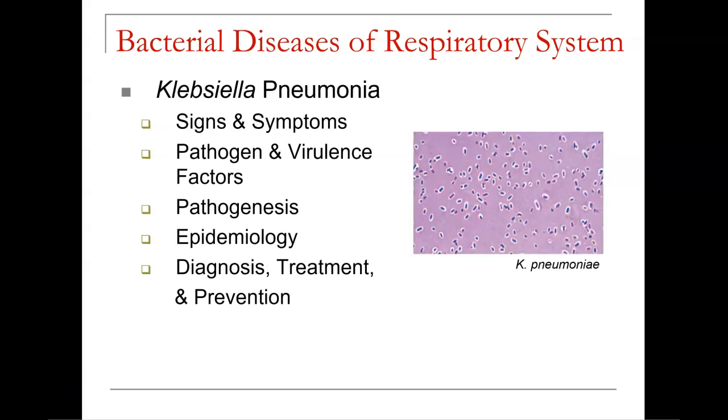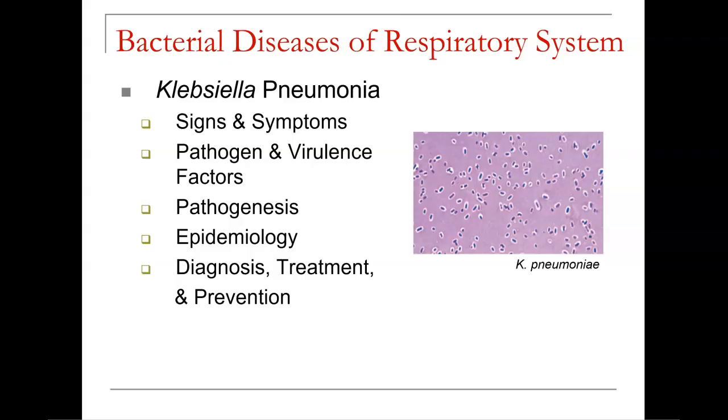Signs and symptoms of Klebsiella pneumonia are going to be coughing, fever, chest pain, thick and bloody sputum. Pathogen is going to be Klebsiella pneumoniae, and virulence is going to be its capsule. Pathogenesis following inhalation is going to destroy the alveolar cells, producing thick, bloody sputum and recurring chills. Bacterial cell death is going to release an endotoxin that can trigger shock and disseminated intravascular coagulation.